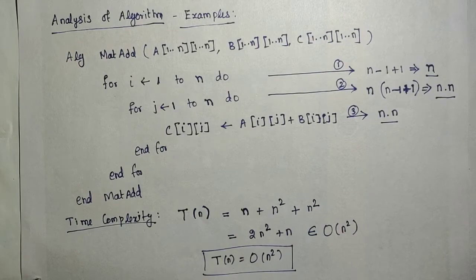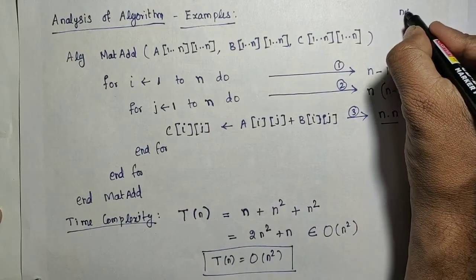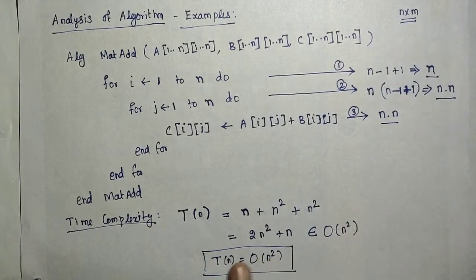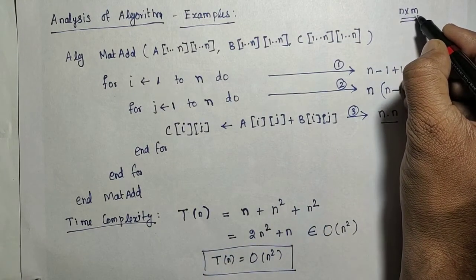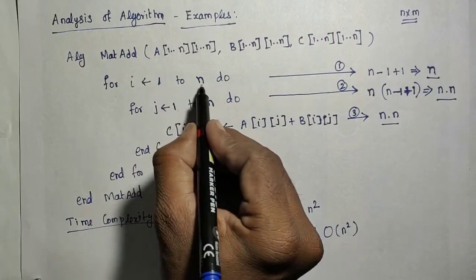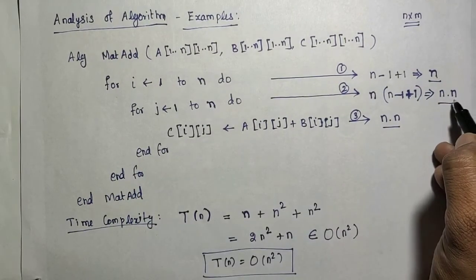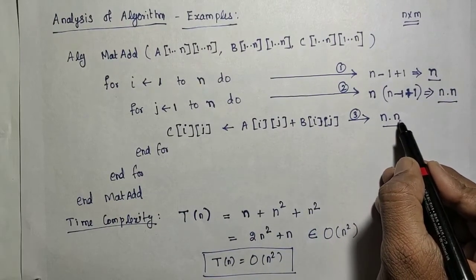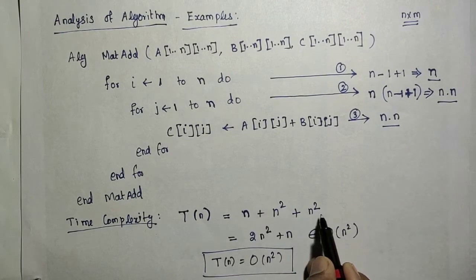Suppose you are not taking a square matrix, but an m by n matrix. If we consider this matrix, the complexity will be based on both sizes, the row size as well as the column size. So what will happen here? The i loop will get executed 1 to n. The j loop will get executed 1 to m. So this will become m into n. This will become only n. And this will become m into n. So n plus m into n plus m into n.